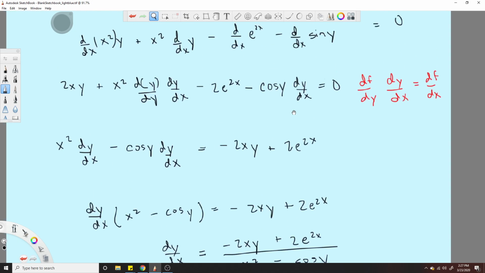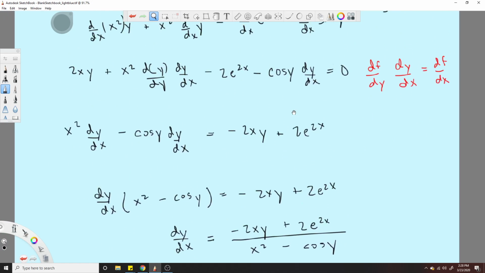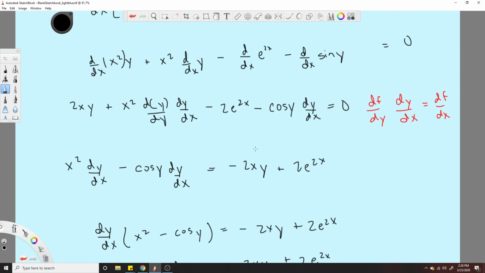It's a little bit of a tricky problem, but it ultimately comes down to using this chain rule, and then you'll be left with the dy dx value that you want. You factor it out, solve.